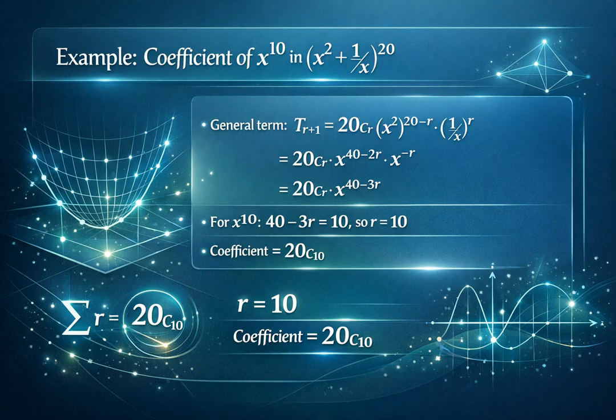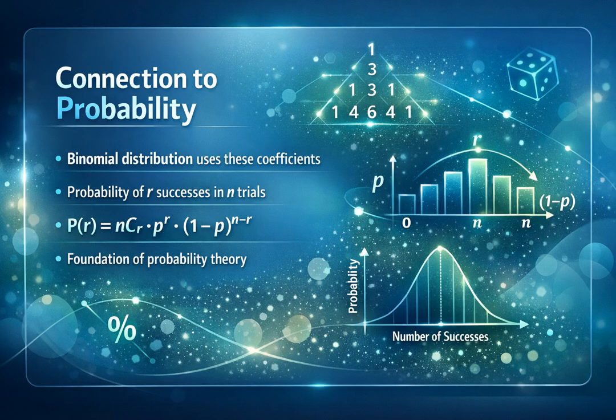The coefficient is 20C10. The binomial theorem connects to probability through the binomial distribution. The probability of exactly r successes in n independent trials is p of r equals nCr times p to the r times (1 minus p) to the n minus r. The binomial coefficients are fundamental to probability theory. This is one of the most important distributions in statistics.